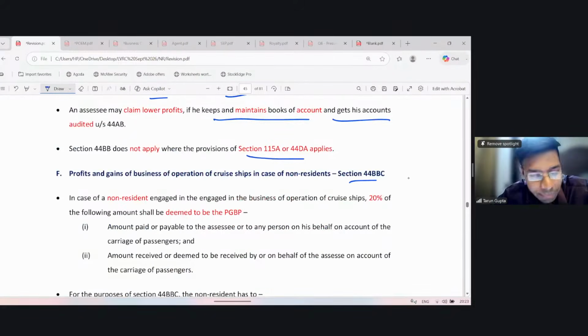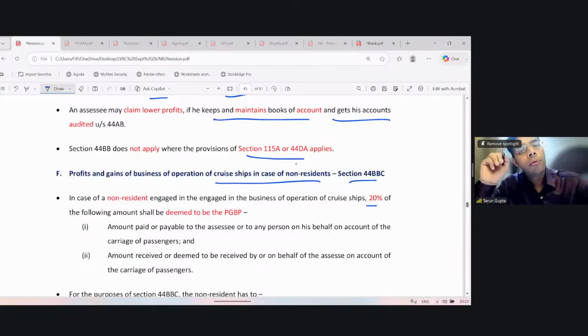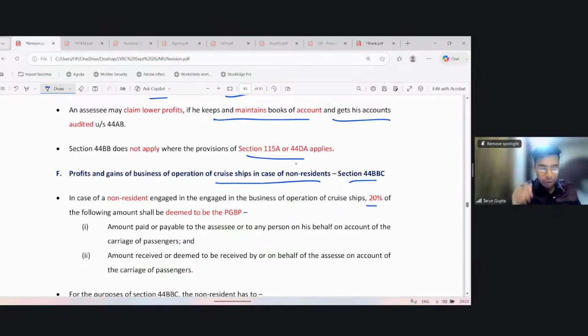Now, 44BBC: profit and gains of the business of operation of cruise ships in case of a non-resident. If you remember, Section 44B specifies it does not apply to a cruise ship as referred to in 44BBC. In 44BBC, the presumptive rate is 20%. So, firstly, we saw 44B at 7.5% for shipping, then 44BB at 5% on airline. Then the rate doubles for turnkey power project or exploration of mineral oil, from 5 to 10. Now the rate again doubles from 10 to 20 in case of a cruise ship.